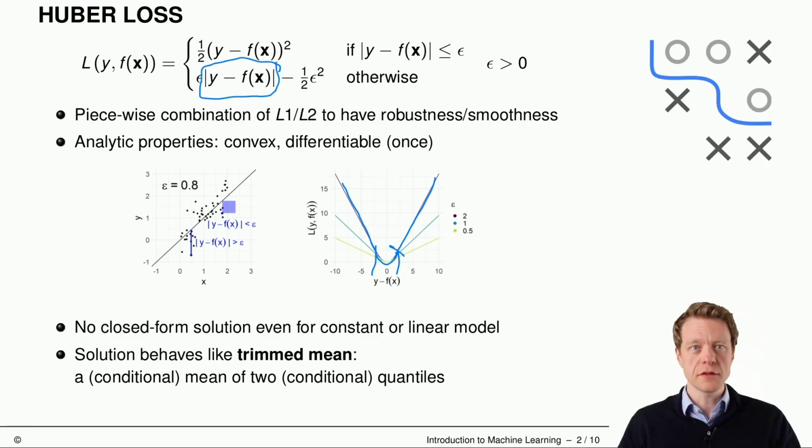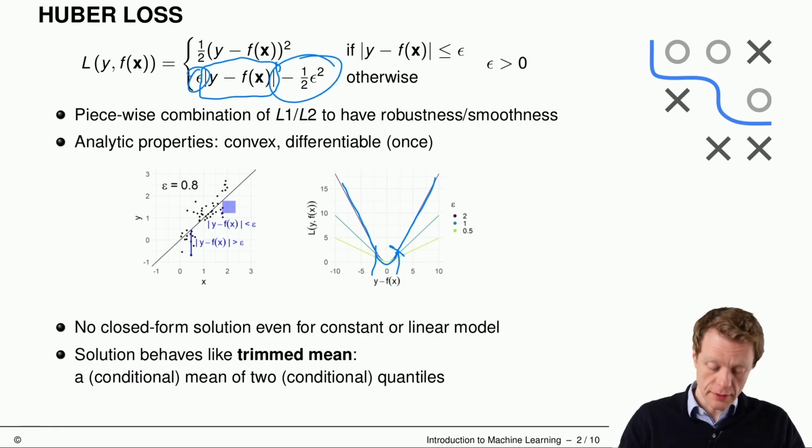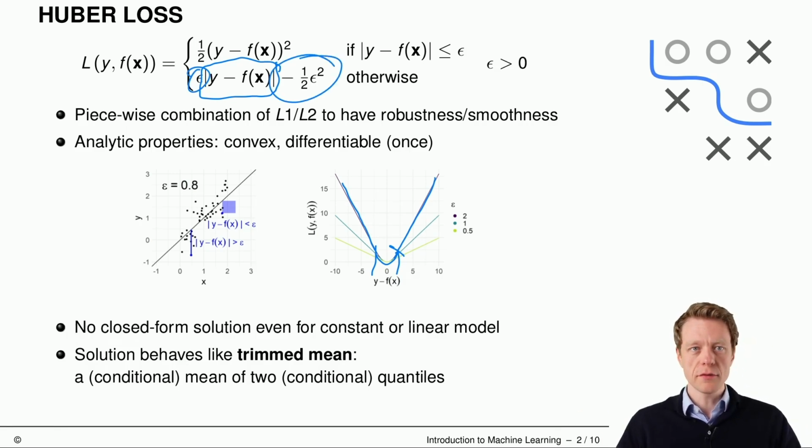So the intuition is more like, here we have the absolute value of the residual, with the scaling with epsilon, and here we subtract some things just to make the derivative continuous, right? So it's a piecewise combination of L1 and L2 to get the best of both. L2 is smoother than L1 because it's continuously differentiable, but L1 is more robust than L2, as we have seen. And perhaps we get the best of both worlds. So it's convex and continuously differentiable once. That's good in terms of these properties, right?